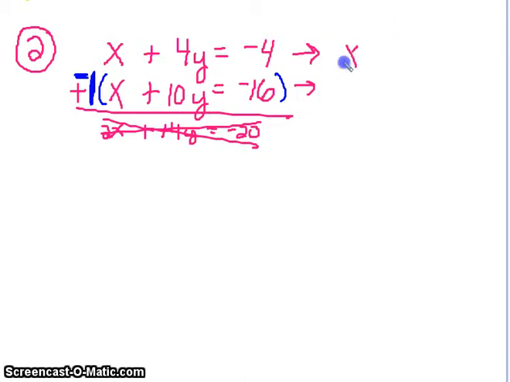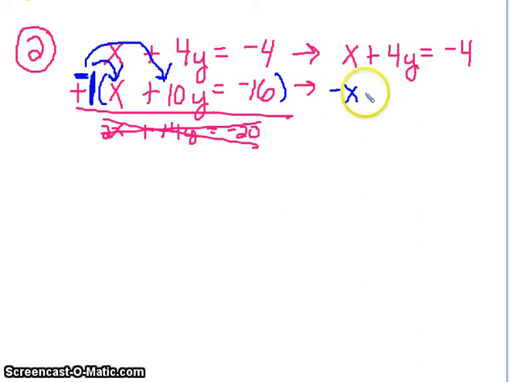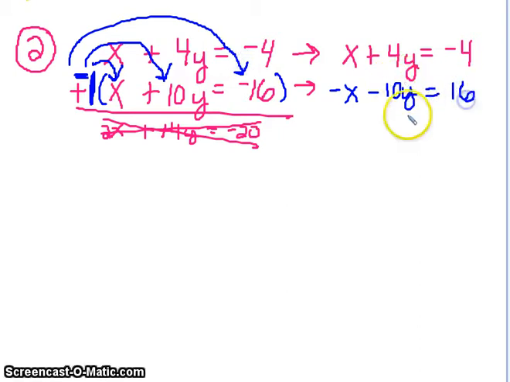Even better is that you get to use a distributive property. The first line is x plus 4y equals negative 4. It doesn't change because we're not distributing anything to it. The second line is negative 1 times x, or negative x, negative 1 times 10y, which is negative 10y, and negative 1 times negative 16. Negative times a negative, positive 16.